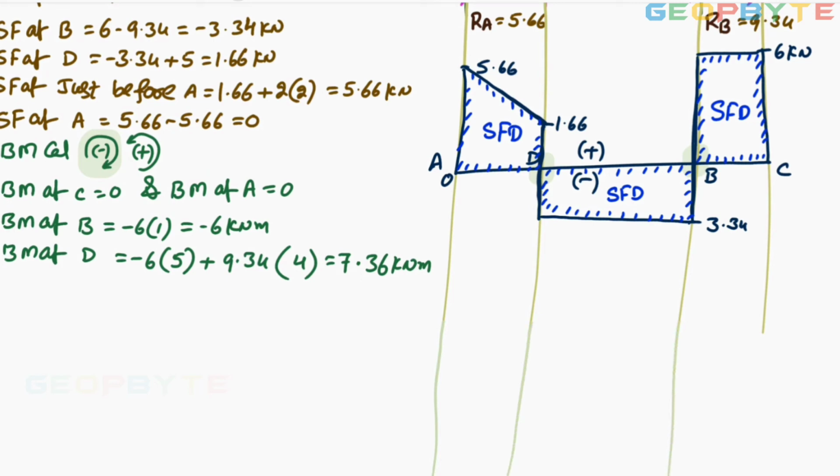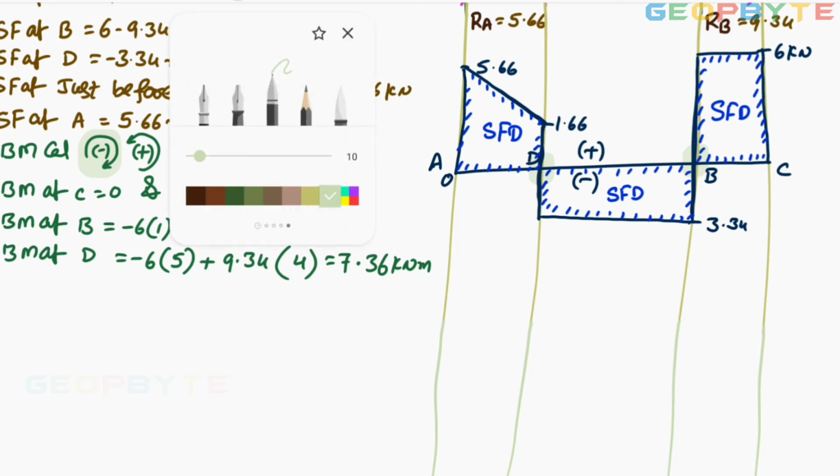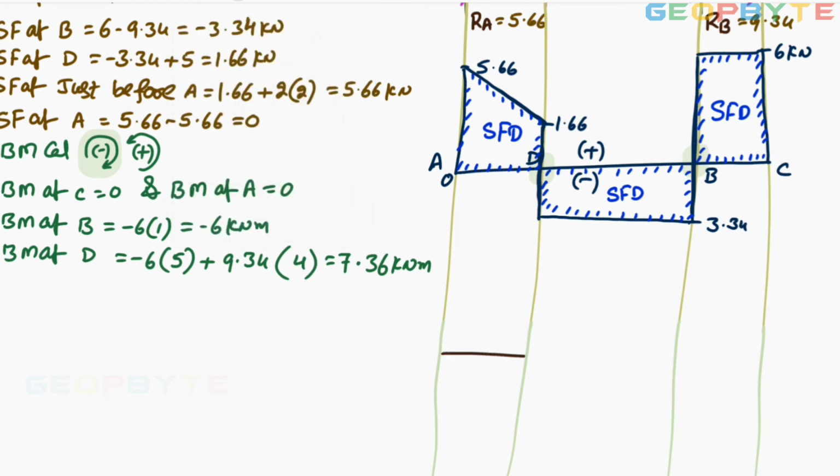For constructing the BM diagram, take the reference line such that the bending moment diagram comes on both the positive and negative side. This is A, C, B and D. At C it is 0. At A also it is 0. At B it is minus 6 kilonewton meter. At D it is 7.36 kilonewton meter.